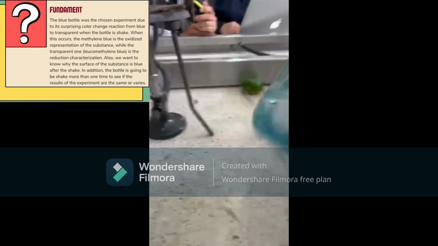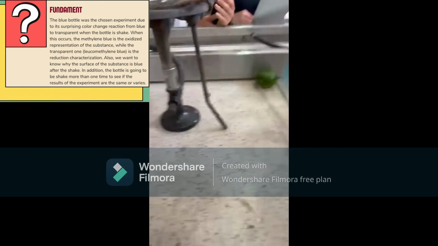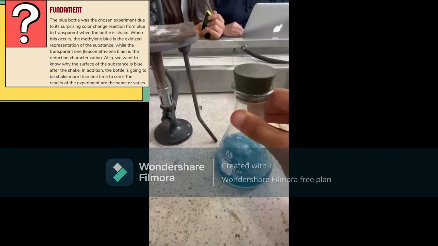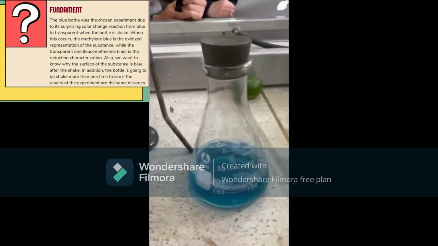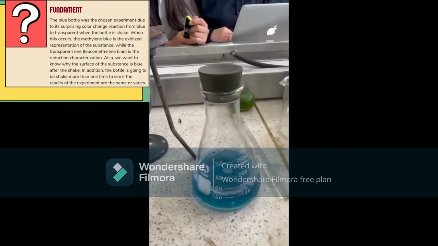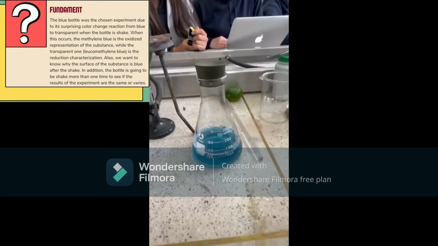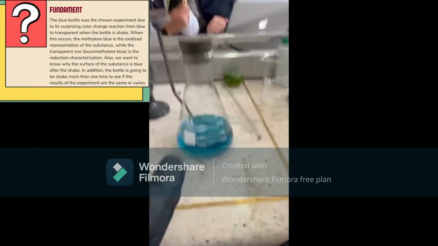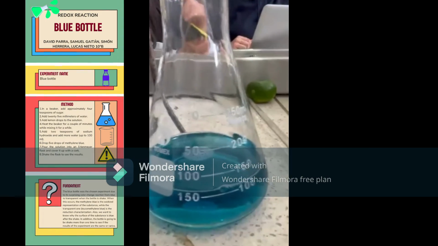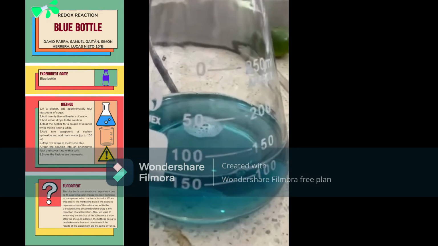According to this, we want to know how it visually represents the oxidation and the reduction of the substance. Also, we want to identify why the surface of the substance is blue after the shake. In addition, the bottle is going to be shaken more than one time to see if the results of the experiment are the same or vary.